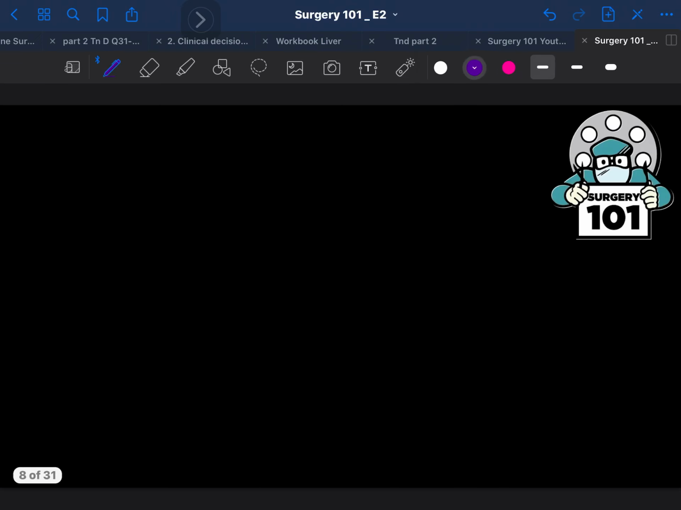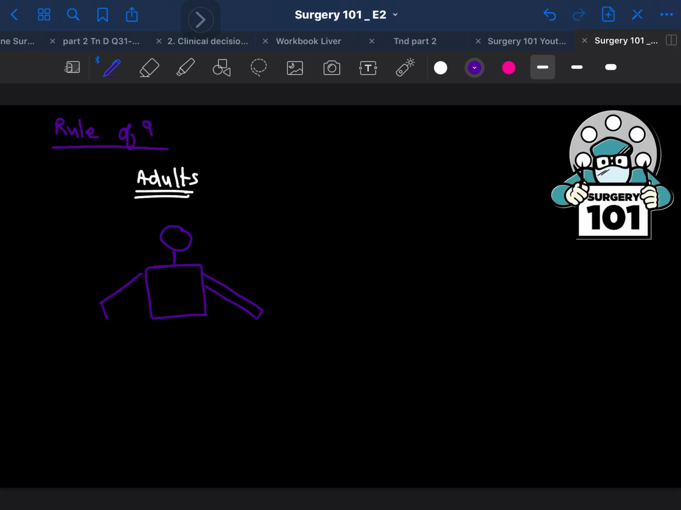Now, what you need to understand, what about the rule of 9? Rule of 9 for the children is a bit modified. Let's first talk about the rule of 9 for the adults. For the adults, 9% is basically for the face. Then you have 18% for the back and the front. Then you have 9% for the upper limb each. You have 18% for the lower limb each. And then you have 1% for the genitalia.